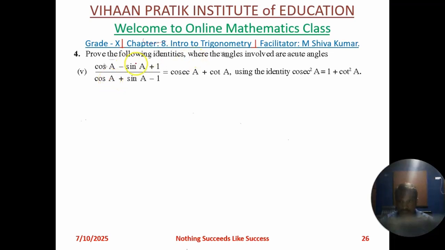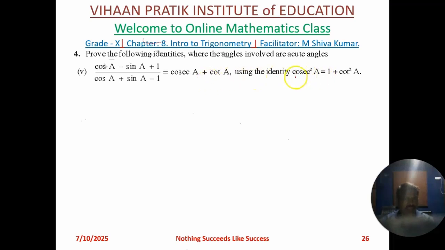In this class we'll discuss problem number 4 bit number 5. Bit number 5 is (cos A minus sin A plus 1) divided by (cos A plus sin A minus 1) equals cosecant A plus cot A. Now we have to prove this LHS equals RHS identity using one more identity.